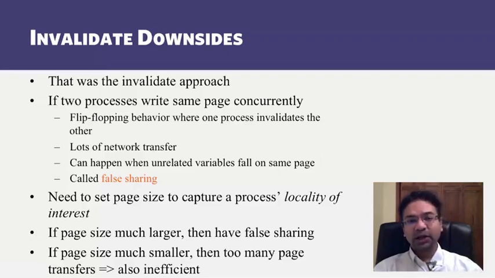If the page size is much larger, you can have false sharing, where different processes have variables on the same page and results in this flip-flopping behavior that we just discussed. If the page size is too small, then you're capturing only a small portion of the locality of interest, and you end up incurring too many page transfers. There are way too many pages in the system, and so you incur a very high overhead in transferring these pages, and this also is very inefficient. So setting the page size is an important concern in distributed shared memory systems. You want it set not too high, but not too low either.